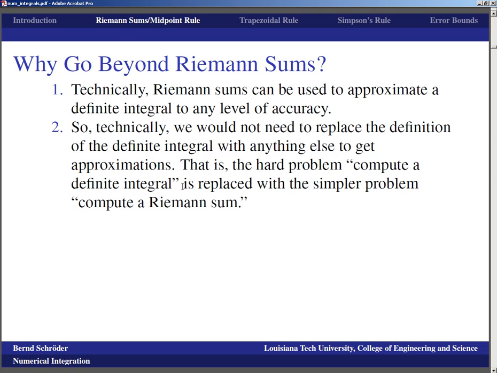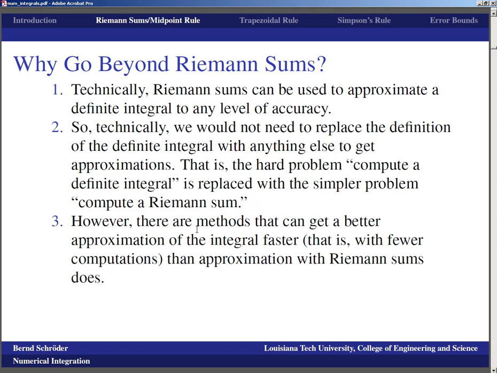So the hard problem of computing a definite integral really can be replaced with the simpler problem of computing a Riemann sum. But there are methods, such as the trapezoidal rule and Simpson's rule, which can get the approximation faster. That means with fewer computations, and we'll talk about what speed means a little bit later, once we talk about the error bounds. So we can get that faster than approximation with Riemann sums with evaluation at left and right endpoints.